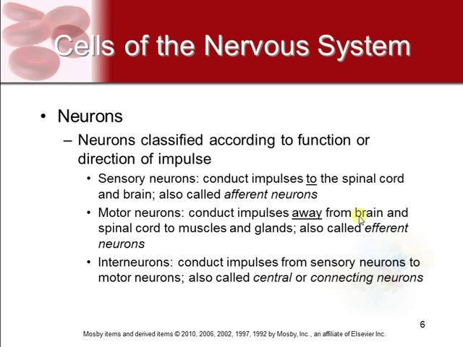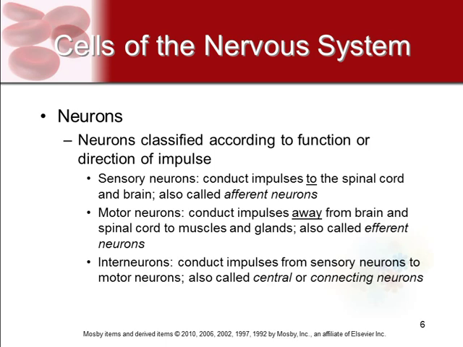So neurons are normally classified according to their function or the direction of the impulse, which way it's being carried. Your sensory neurons are the ones that can conduct the impulse to the spinal cord. So it's carrying the message from the nerves around in your body that are picking up the sensation and bringing it to your spinal cord and then to the brain so that it can be interpreted. These are also called afferent neurons.